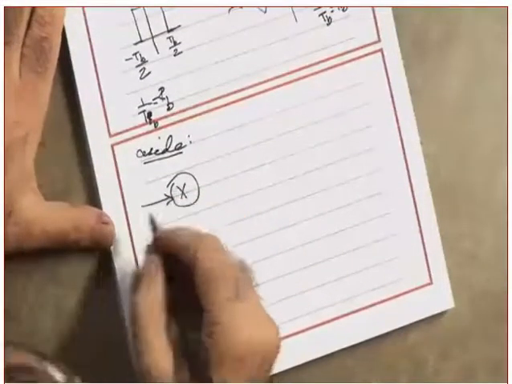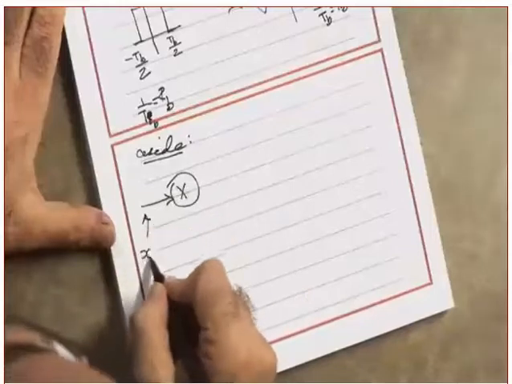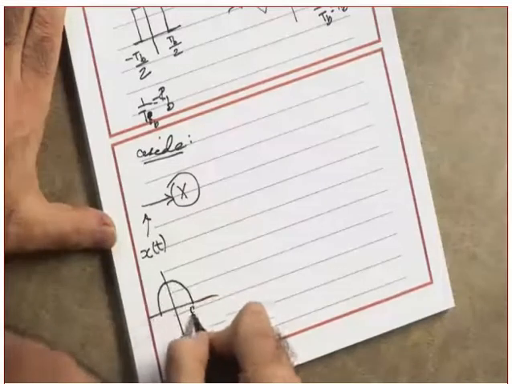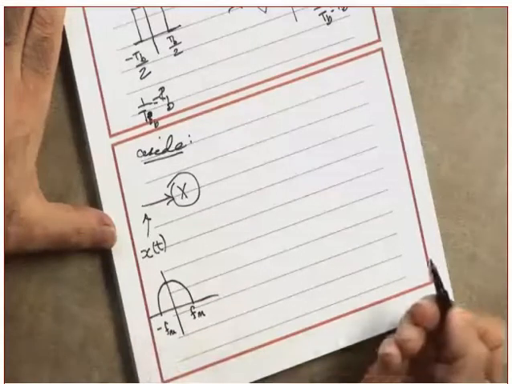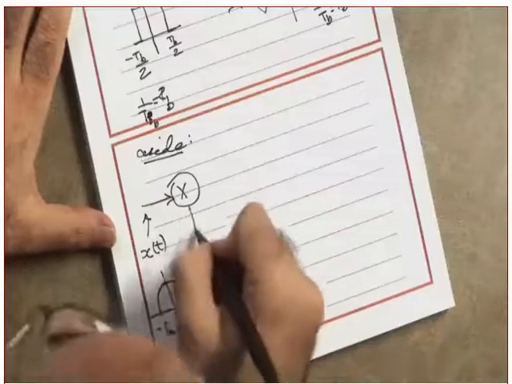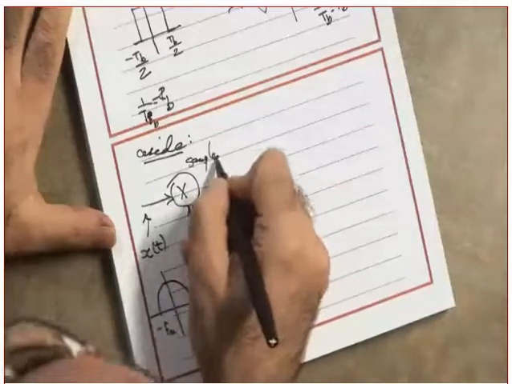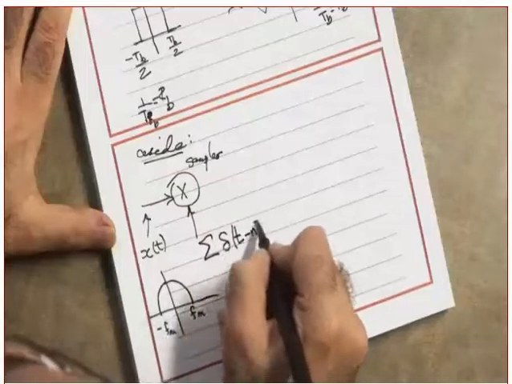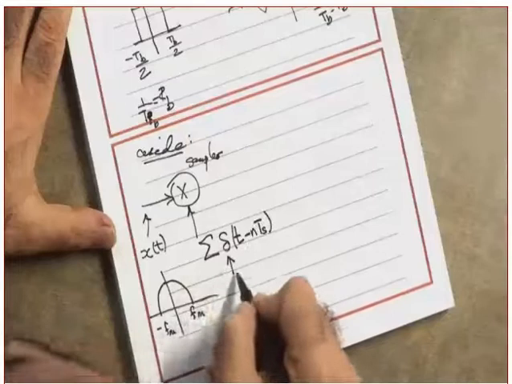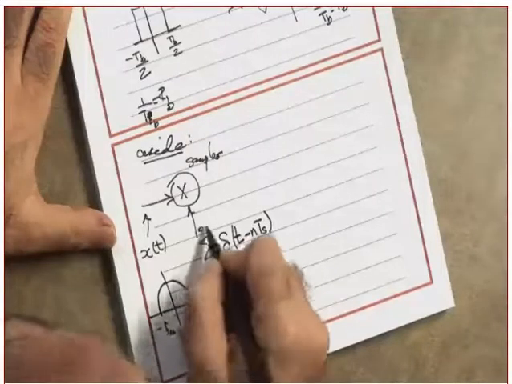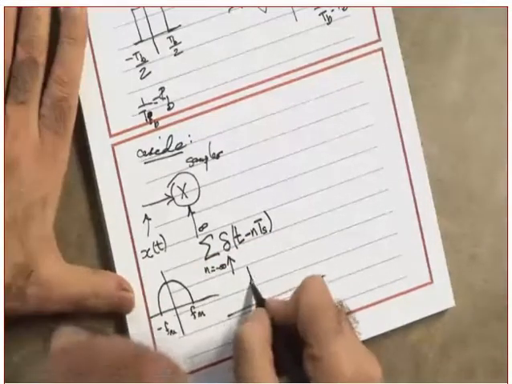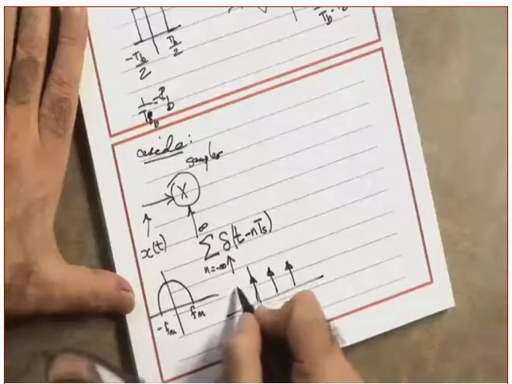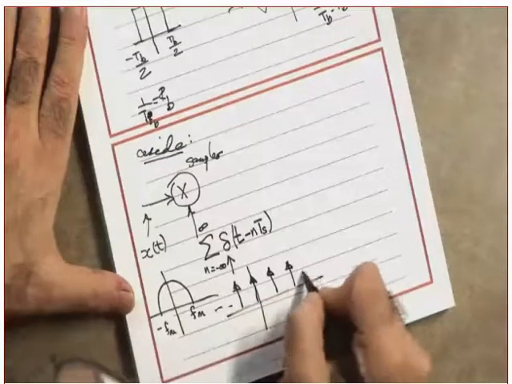This is a sampler. Let's assume this is the signal x of t with the following spectrum. This is the spectrum, from minus f sub m to f sub m. I'm going to sample it. This is the sampler. Let's assume, just for simplicity, that the sampler is an ideal sampler, the sum over n from negative infinity to infinity of delta of t minus nTs. This looks like this. These are impulses, and I cannot have them in the real world. This is just an approximation. Clear?